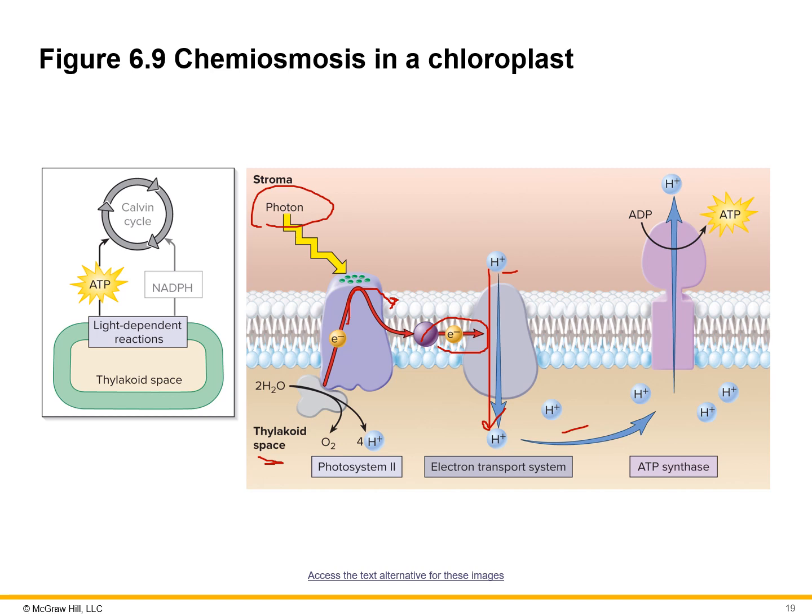Now, these protons, these hydrogen ions, really want to go back to the stroma. They want to go from a high to low concentration. They're charged, so they cannot get through this membrane. So they need a transport protein to get back, and that is the job of ATP synthase. So those hydrogen ions go back into the stroma through ATP synthase. And as they go from a high to low concentration, that energy is used to make ATP.